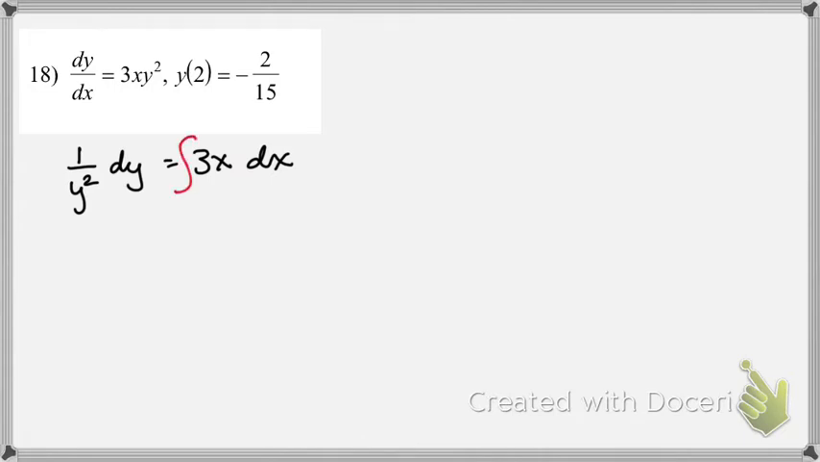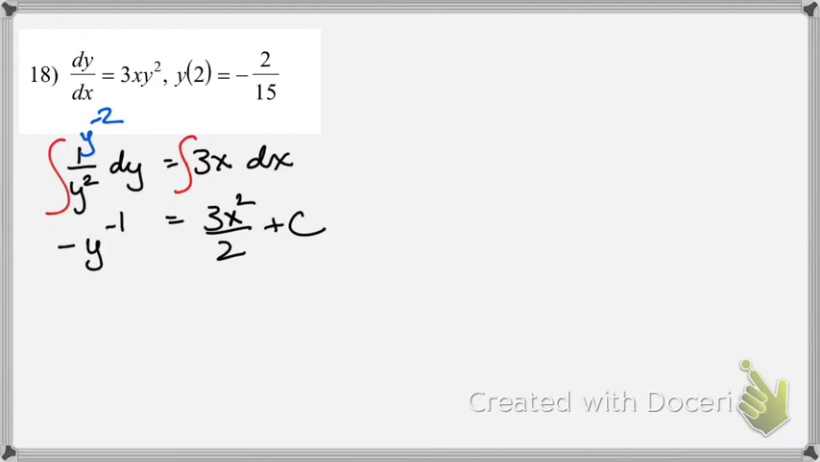Now I'm going to integrate both sides, starting with the right side. I get 3x squared over 2 plus c. On the left side, rewrite that as y to the negative 2. When you integrate that, you get y to the negative 1 divided by negative 1.